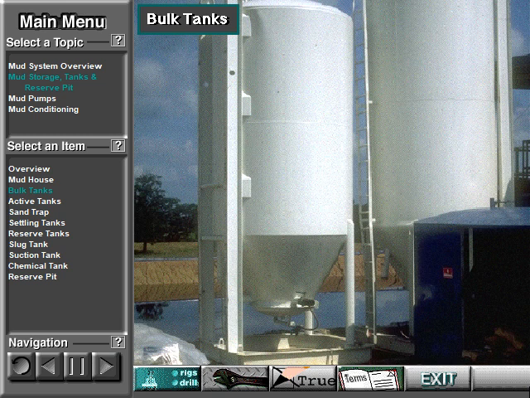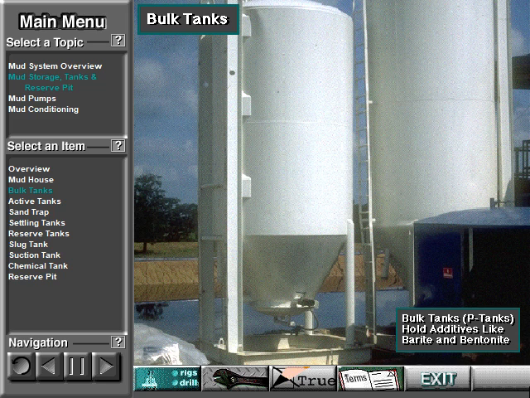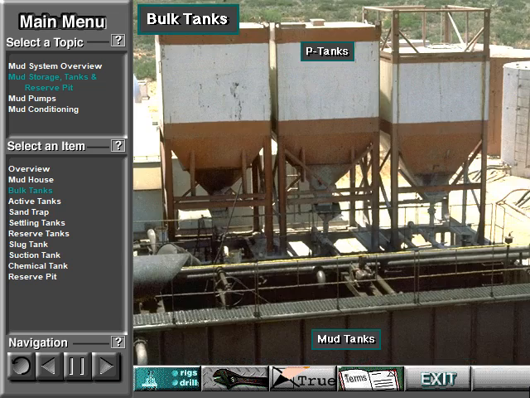These silo-like tanks are bulk tanks, or P-tanks. They hold mud additives like barite and bentonite. Crew members use some additives in such large quantities that suppliers load them into the bulk tanks to save time and money. Bulk tanks usually have their own hopper or pneumatic system for transferring the additives to the mud system.